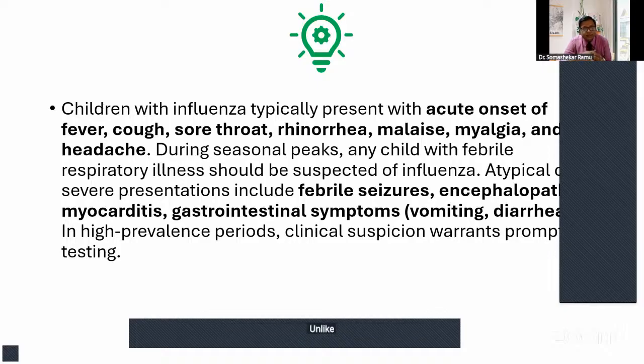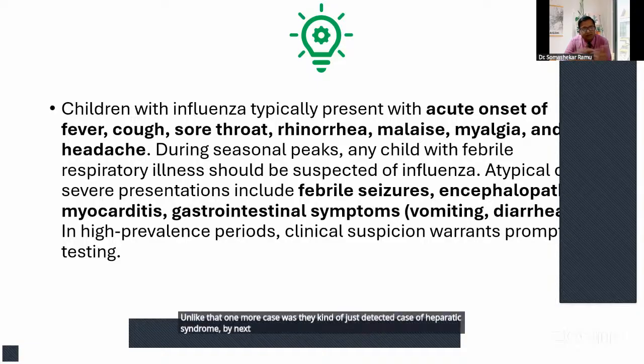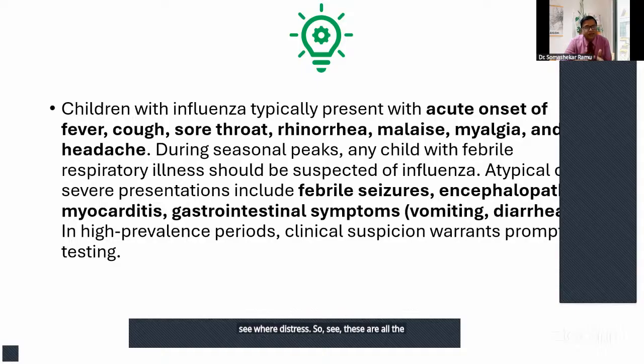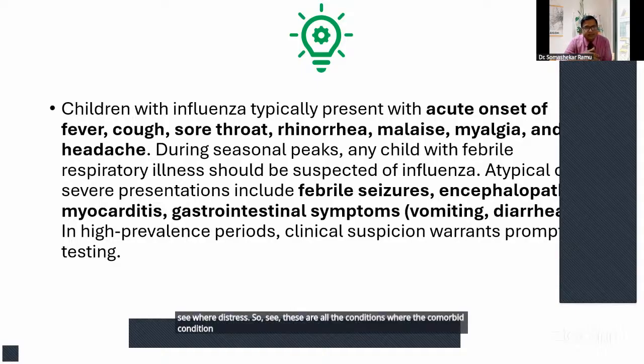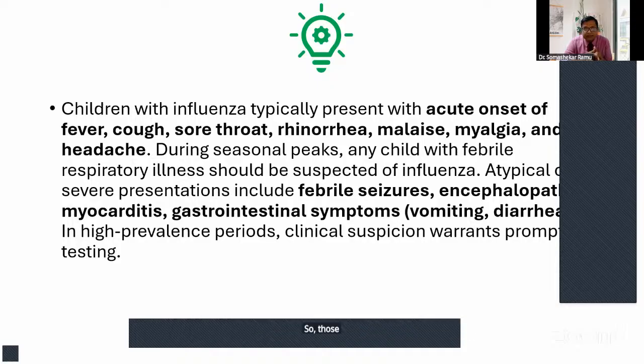One more case was a newly detected case of nephrotic syndrome. By next day, the child was in shock and severe distress. So these are the conditions where children with comorbid conditions will deteriorate, and those things should be addressed: diabetes, obesity, asthmatic patients, and immunocompromised children.